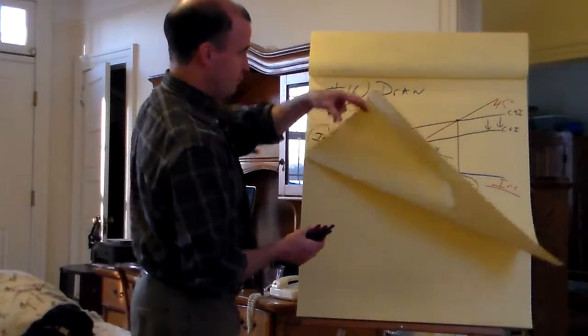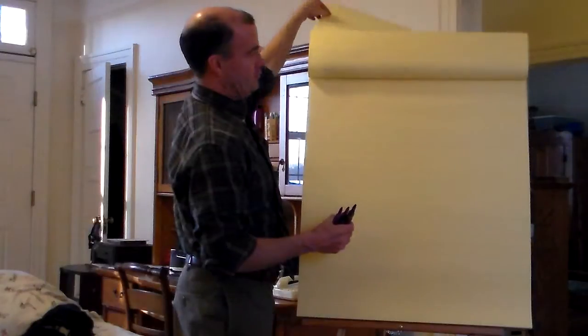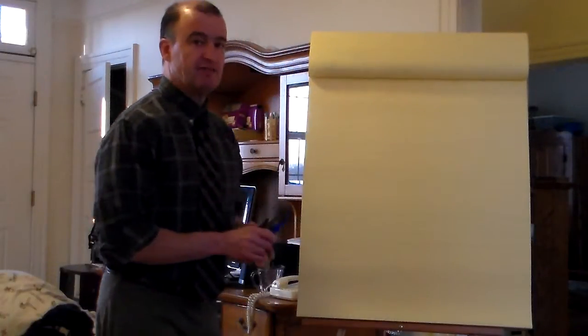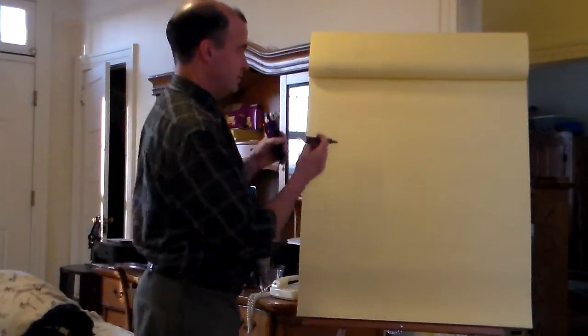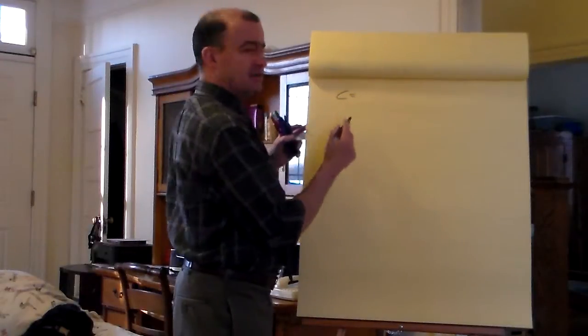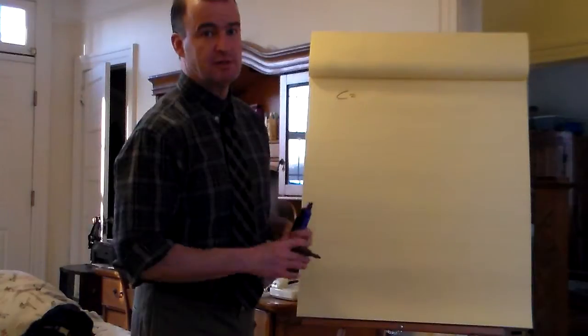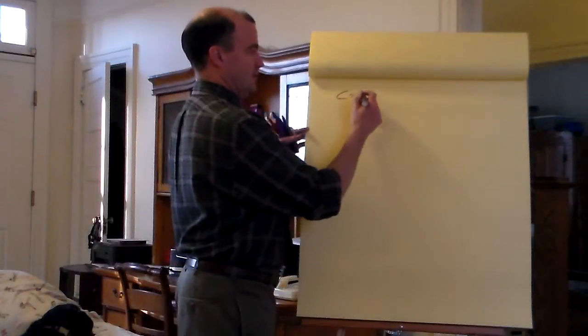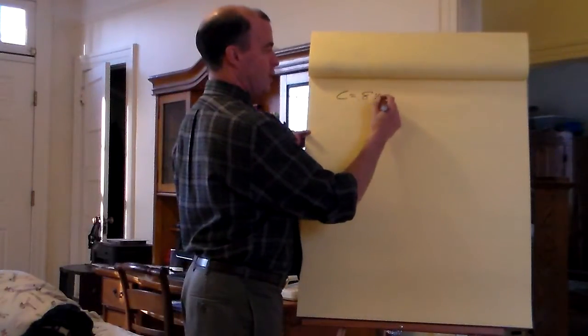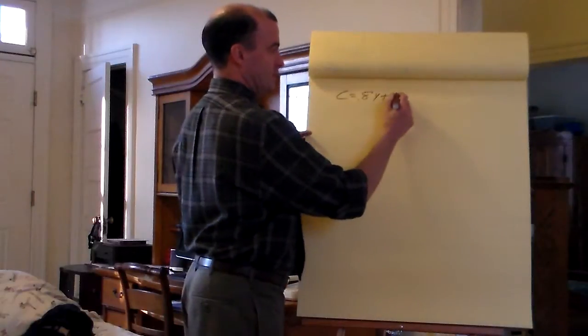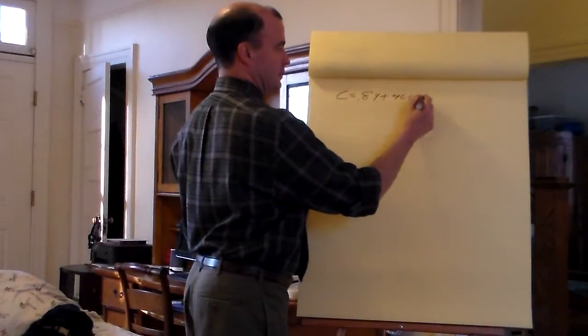We're going to introduce the government in the picture. And this is the crowning conclusion of Keynes's work that departs from classical theory. The government can help. C equals 0.8y plus 4,000.